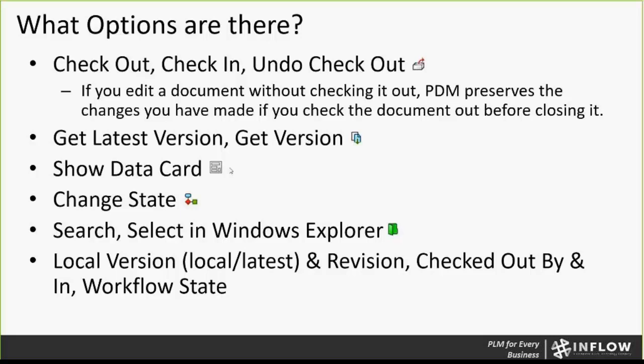Change state, of course. We can search and we can select in Windows Explorer. So this is a handy one here. That's actually this little green icon right there. A lot of the times we do a search and we find a file, but we don't really know where it is in the vault. You can see the path of the file, but oftentimes it's really long. This is handy because it's going to take you directly to the file in Windows Explorer. So you click on that button, it opens up Windows Explorer, and there's the file. And likely that file is going to be grouped together with other useful files in your vault. So if you found one, you could say you found them all, I guess.